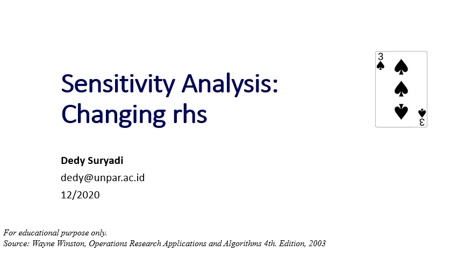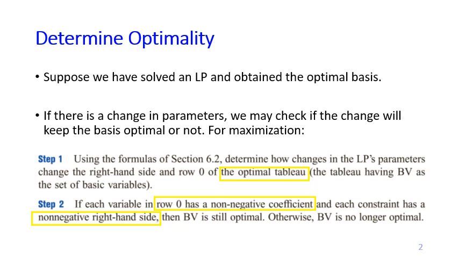In this video, we're going to perform sensitivity analysis in which the change happens on the right-hand side. Again, we see these two steps here: we use the old optimal table, and then we calculate how the change affects the optimal table, and then we check if each variable in row 0 has a non-negative coefficient, as well as whether each constraint still has a non-negative right-hand side. If this is the case, then the current basis remains optimal.